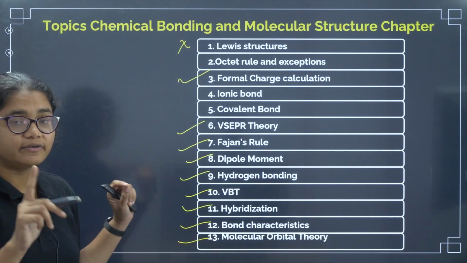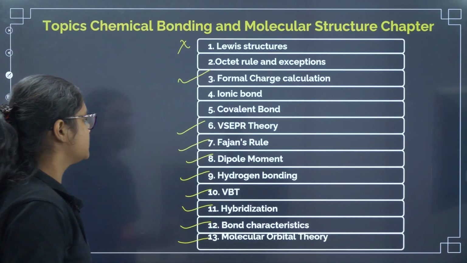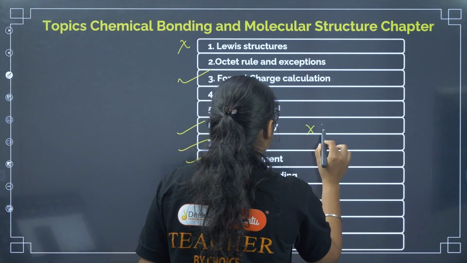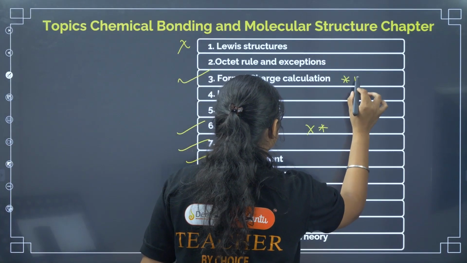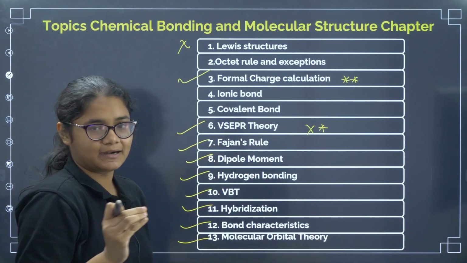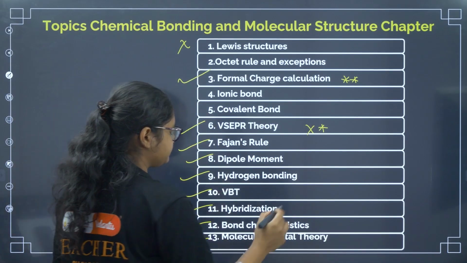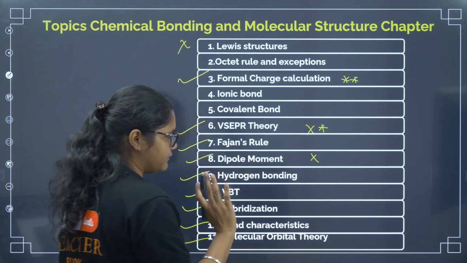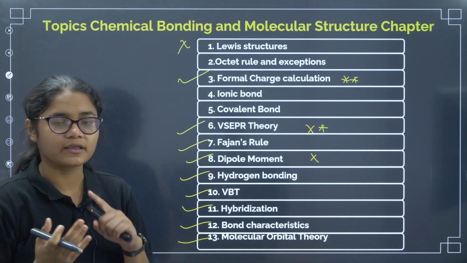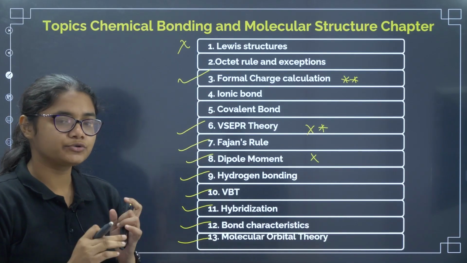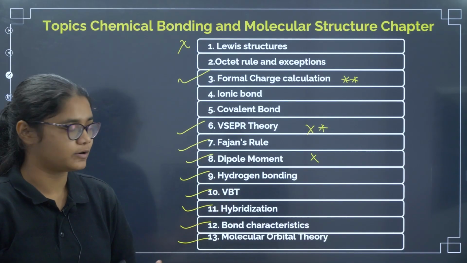I'll be telling you now which are the most important ones. So first important one is covalent bond. Formal charge calculation, we'll just practice some formulas and we can do it. Dipole moment is not very important, but sometimes questions are asked like which has a net dipole moment, so you should know where it is cancelled and where it is not cancelled.